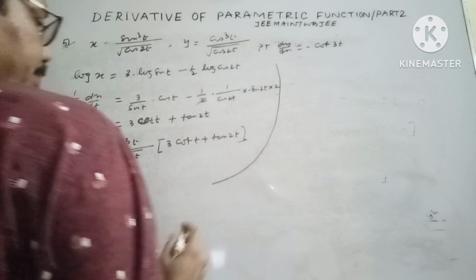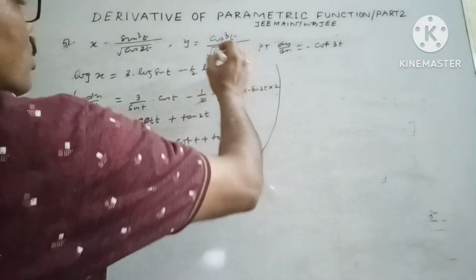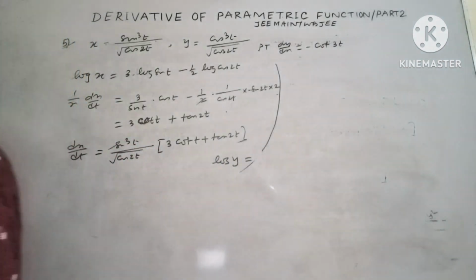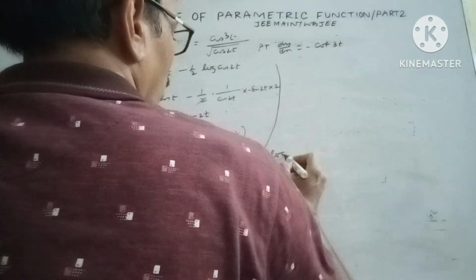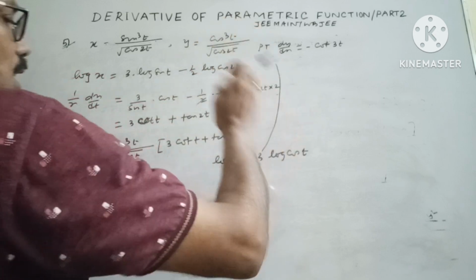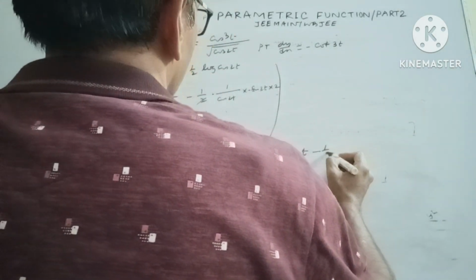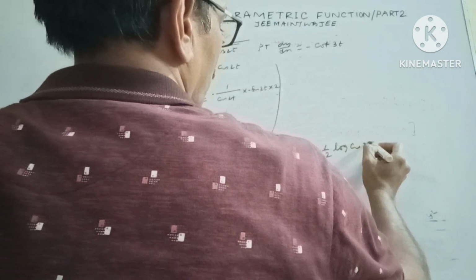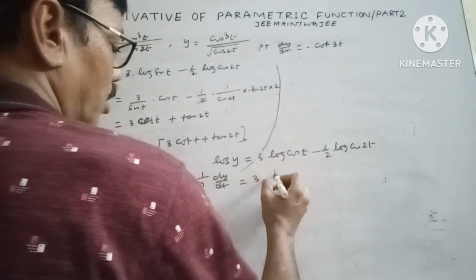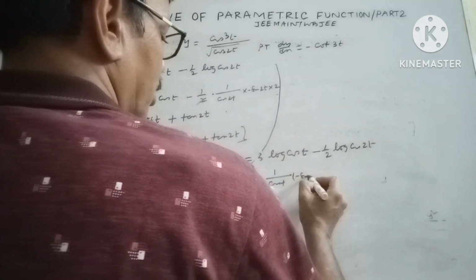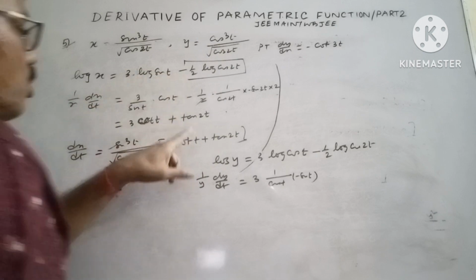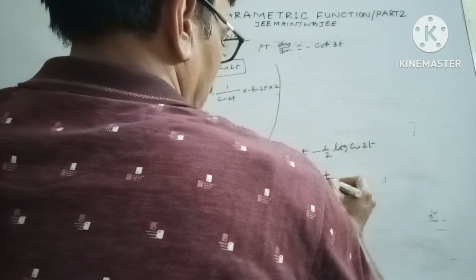Now what is y? y equals this. So we get log y. Similarly, log y is 3 log cos t, 3 log cos cube t. So 3 comes forward and this one is the same, minus half log cos 2t. Now what is 1 by y dy by dt? So 3 into 1 by cos t into minus sin t, and we have already performed the derivative of minus half log cos 2t.